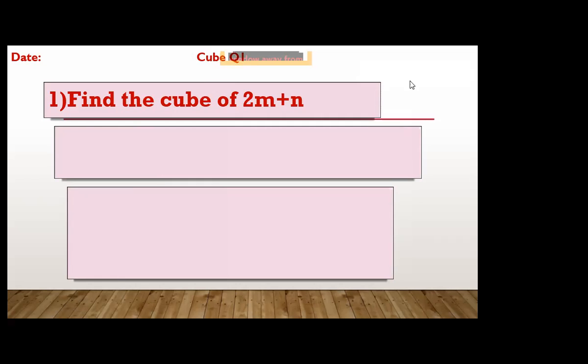Very good, Saad. Shabash. You have written your answer in the chat box. So here is Adan. Adan, bete, what is our x and what is our y? Quickly give me the answer. X is 2m and y is n. Okay, can you please tell me which formula is going to be applied? Yes, miss. x cube plus 3x square y plus 3xy square plus y cube.